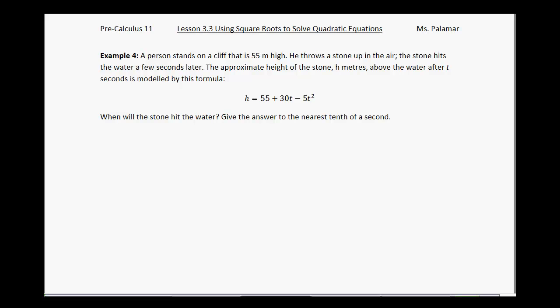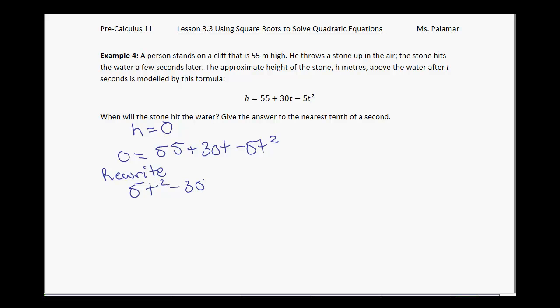First things first, the stone's going to hit the water at a height h equals 0, right? So we can rewrite our equation here as 0 equals 55 plus 30t minus 5t squared, which is a quadratic equation like what we've already been working with. So we know how to solve this. First of all, let's rewrite this equation so our leading coefficient attached to our square is positive. Like so. 5t squared minus 30t minus 55 equals 0.